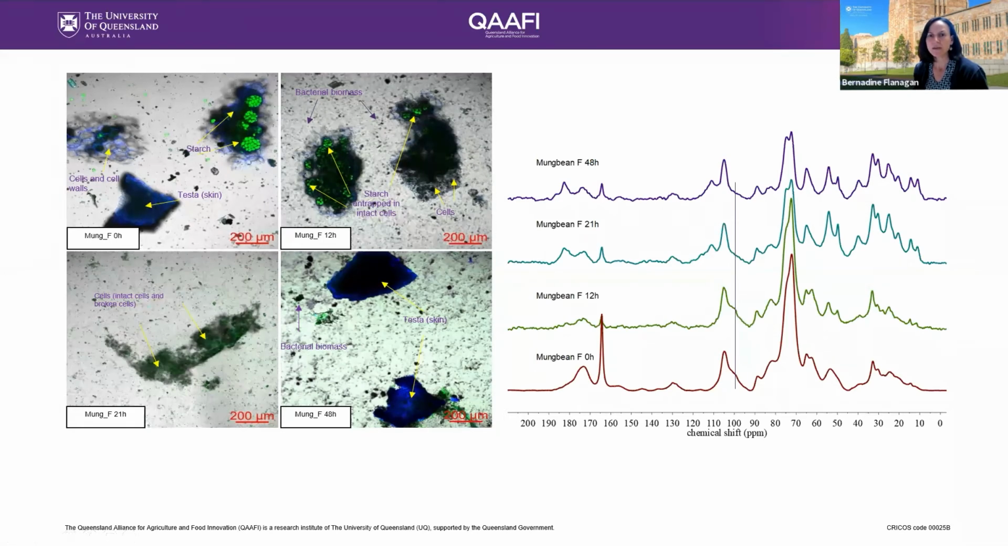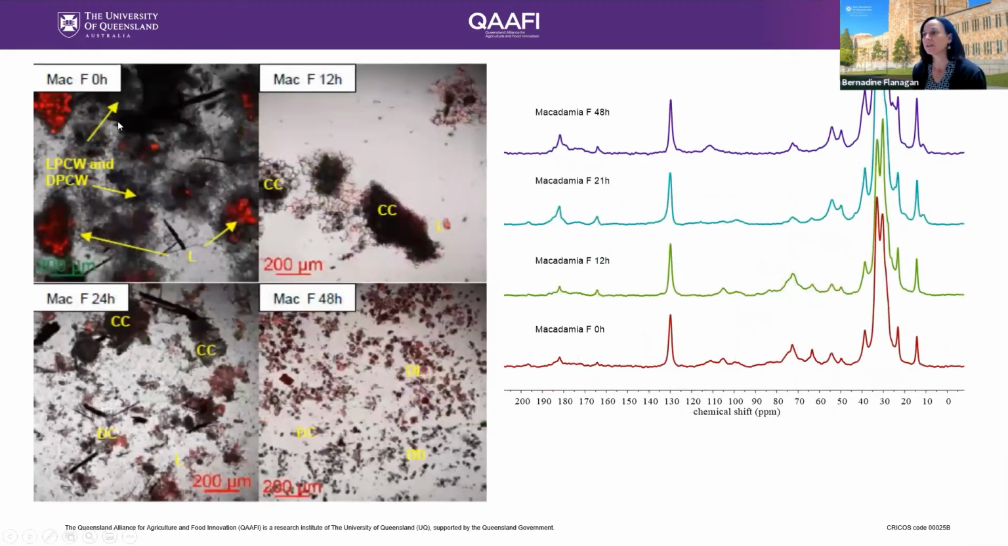When you look at macadamias, very interesting. The NMR is quite different because these are no longer dominated by polysaccharides, but have a massive lipid peak. These are all normalized for the lipid. You can see at the start there is polysaccharide there, and in the microscopy you've got beautiful lipids encapsulated within the cells, and then as time goes on, you can see that there are still these broken cells, and they're still there at 12 hours.